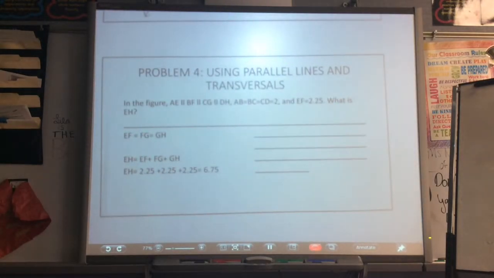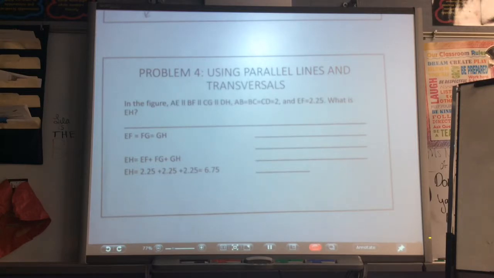Problem 4. Using parallel lines and transversals. In the figure, AE is parallel to BF, is parallel to CG, is parallel to DH. AB equals BC equals CD equals 2. So then EF equals 2.25. What is EH? So we're trying to figure out what EH is.